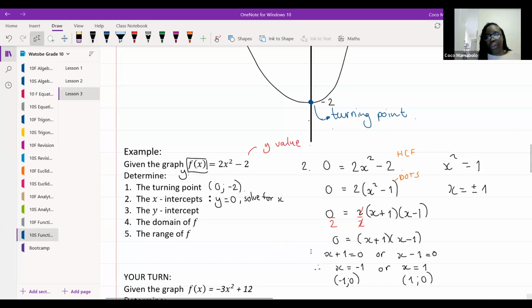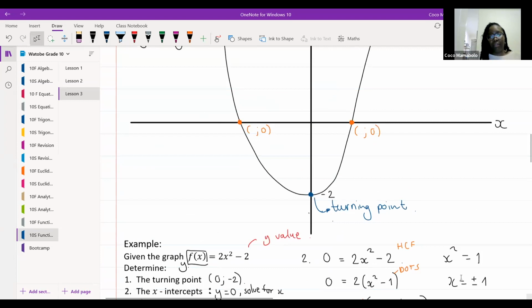That means if we go back up to this graph over here, in this place over here, I'm going to have -1 and 0, and over here, I'm going to get 1 and 0. Remember, my turning point is at 0 and -2, right there.